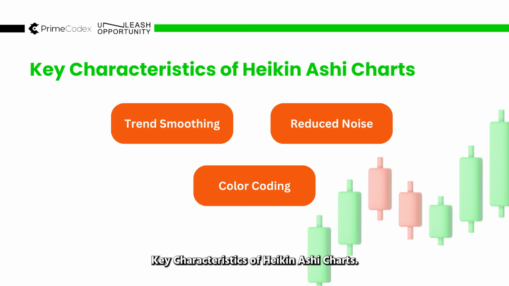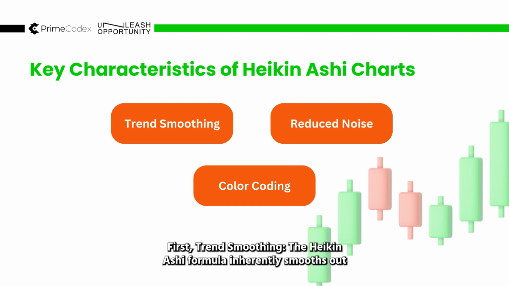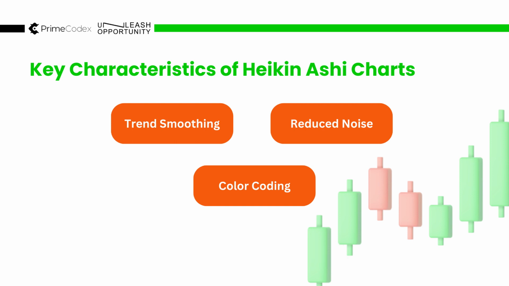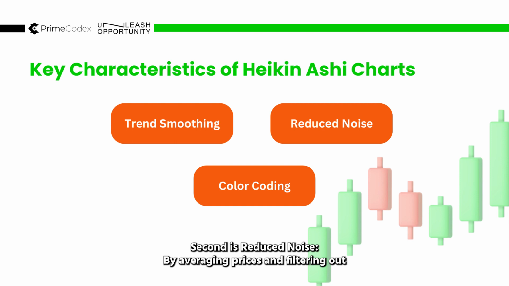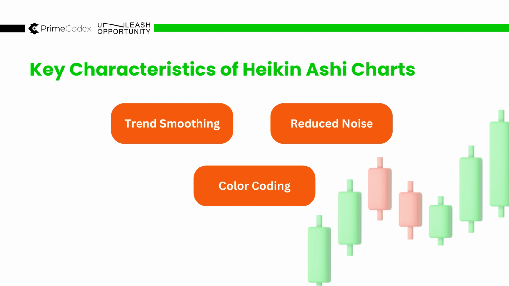Key characteristics of Heikin Ashi chart. First, trend smoothing. The Heikin Ashi formula inherently smooths out price fluctuation, making it easier to identify trends. This is achieved by using an average of price instead of actual prices themselves. Second is reduced noise by averaging price and filtering out some price gaps. Heikin Ashi charts tend to exhibit fewer gaps and noise compared to traditional candlestick charts.